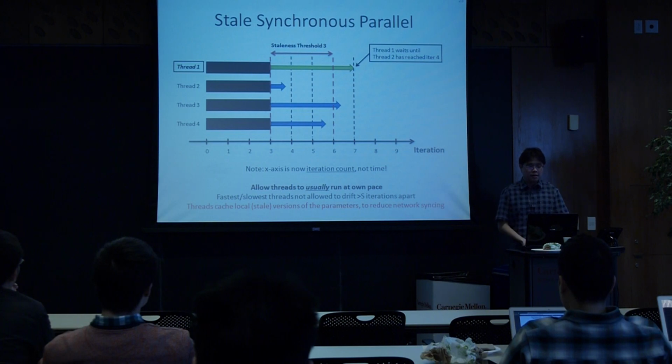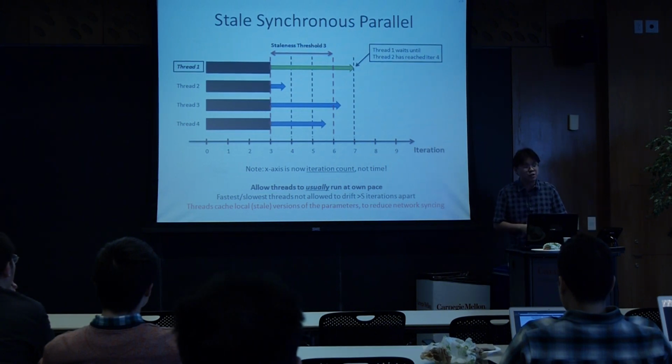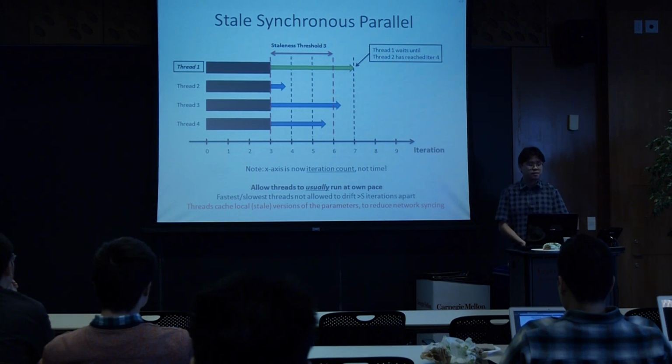So the idea is to allow threads to usually run at their own pace, but we stop the fastest and slowest threads in the distributed system from drifting more than S iterations apart. Furthermore, we make the threads cache local or stale versions of the parameters in order to reduce network synchronization. Because if you were to request for the latest parameters at every iteration, you'd incur so much traffic. So what happens when we use the cache version that may be up to S iterations old, for instance?